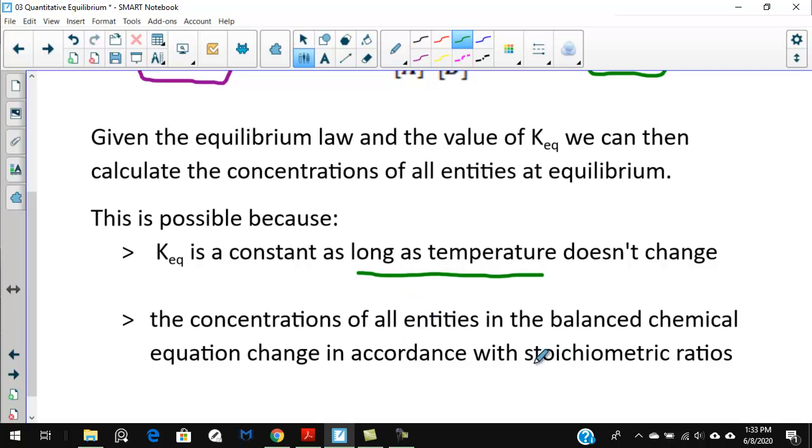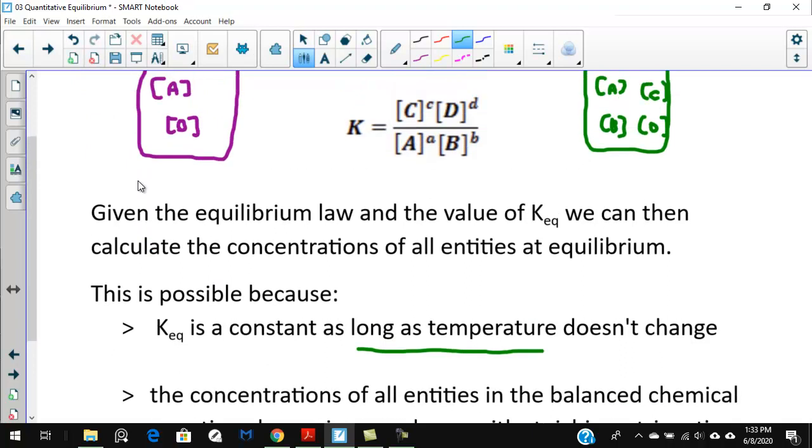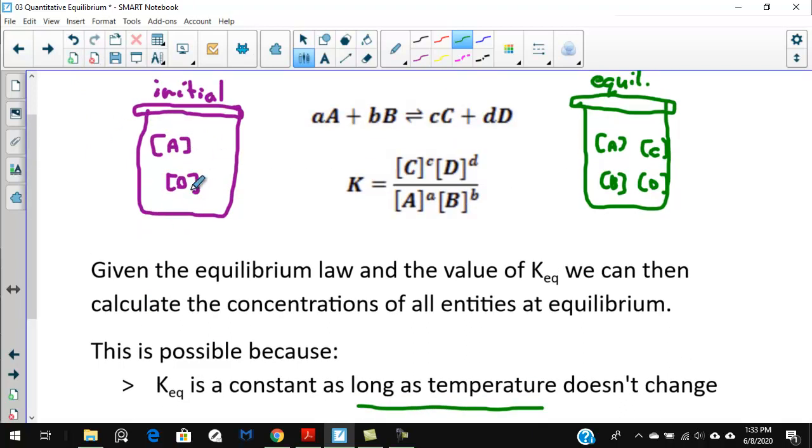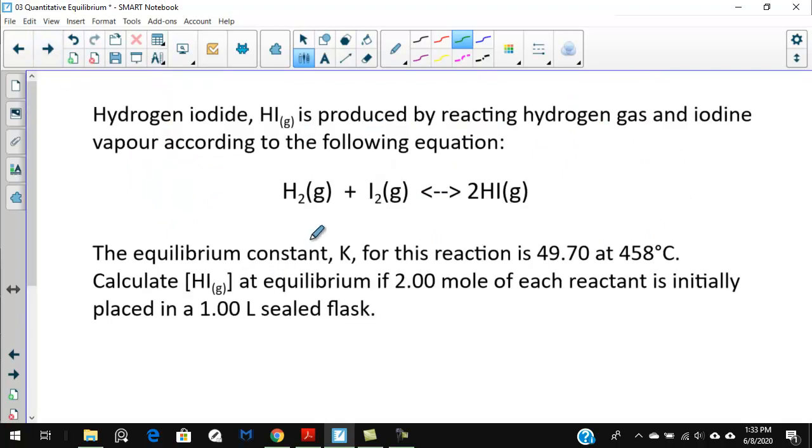So we're going to use some stoichiometry. You'll remember some of that from grade 11. The molar ratios in the balanced chemical equation can be used in combination with this K value in order to solve for how many of each of the reactants and products there are at equilibrium. Okay, that's a lot to go through, and probably the easiest way to do it is just to take a look at a question to see how we move from here over to here. So let's take a look at one.